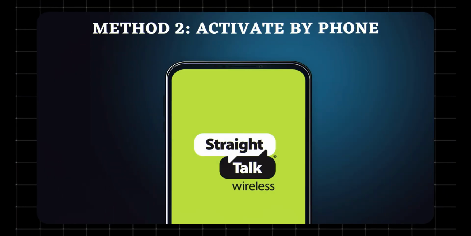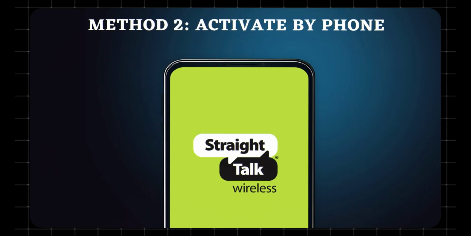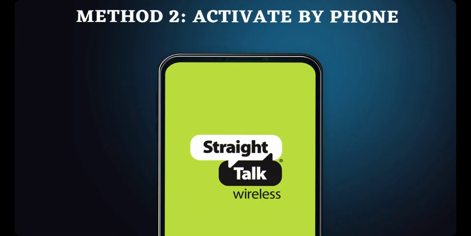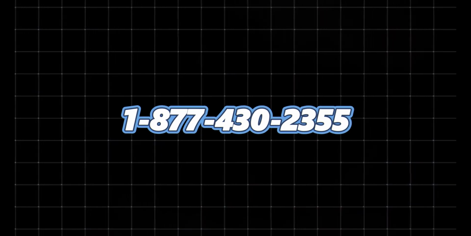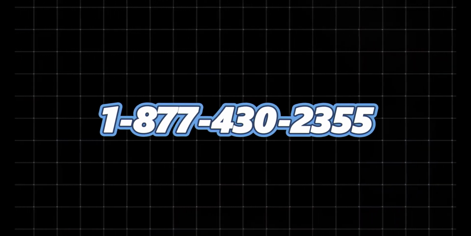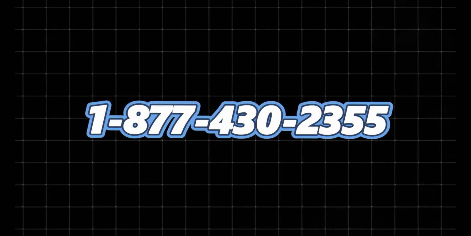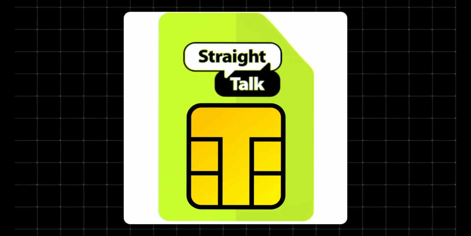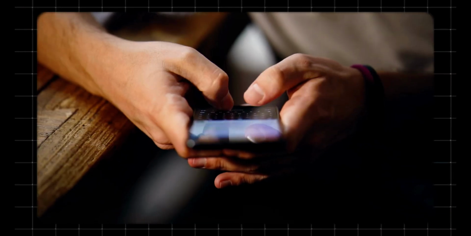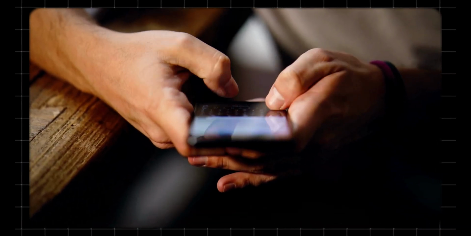Method 2. Activate by phone. If you prefer, you can activate your SIM by calling customer support. Dial 1-877-430-2355 and follow the instructions. They may ask for your SIM number and IMEI, so keep those ready. After activation, restart your phone and wait for the signal to reconnect.